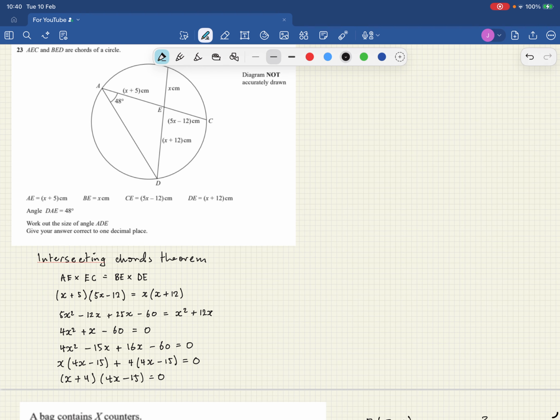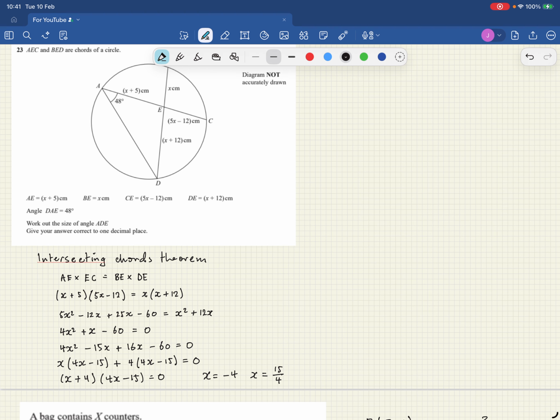So, as usual, any two things multiplied together equals 0 means that one of those two things has got to be 0. There's two ways that can happen. We could have x equals minus 4, because then we'd have minus 4 plus 4 on this side, which would equal 0. 0 times whatever is going to be equal to 0. Or, and I'll just do this quickly in my head, if I add 15 and divide by 4, it could be that x equals 15 over 4.